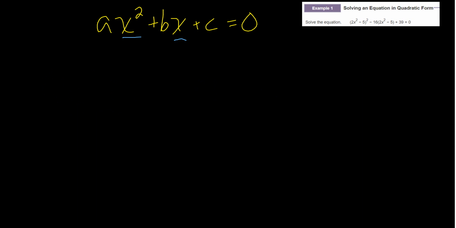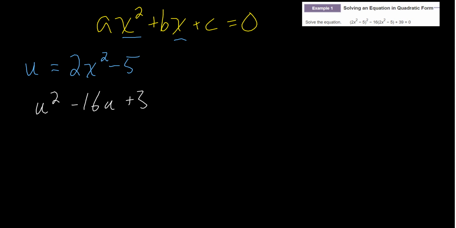So we're going to pretend it's the x, but let's use another variable here. Okay, let's use the variable u. u is going to be equal to 2x squared minus 5. So now I can rewrite this equation as u squared minus 16u plus 39 is equal to 0. Okay, let's fix this u up a little bit.